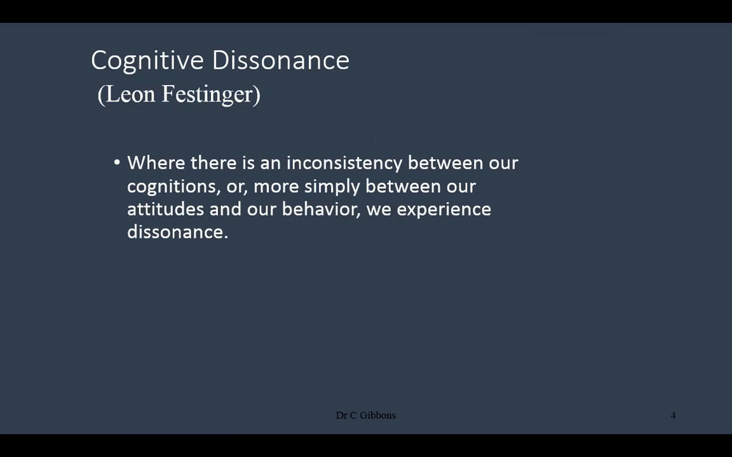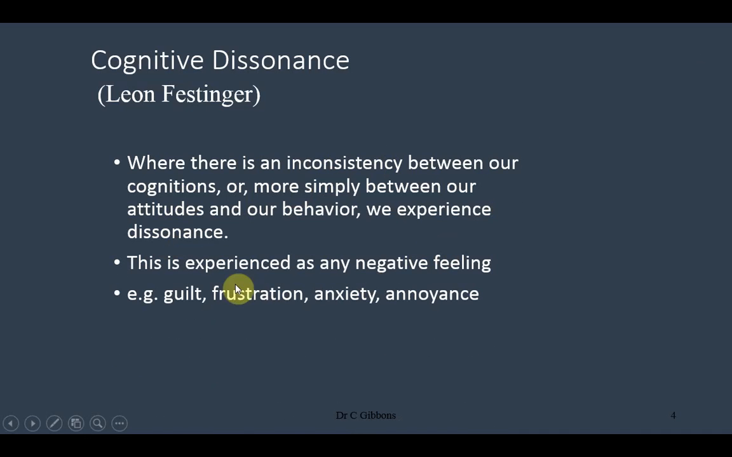Essentially, to get a handle on his theory, he's arguing that if we act in a way that runs counter to our attitudes, then often we'll employ rationalizing reasons, or we'll change our attitude, rather than do the obvious thing, which is to change our behavior. Where there is an inconsistency between our attitudes and our behavior, we experience dissonance. That's any negative emotion that's generated by this inconsistency, and it may manifest as any or all of these different types of negative emotions.